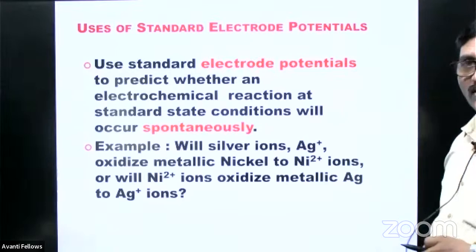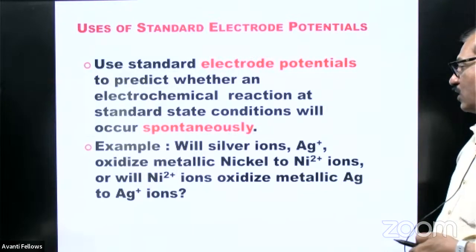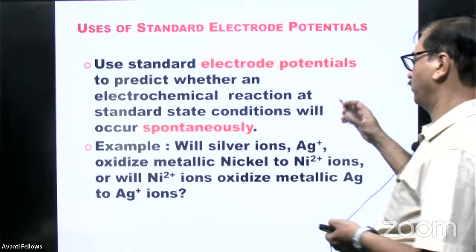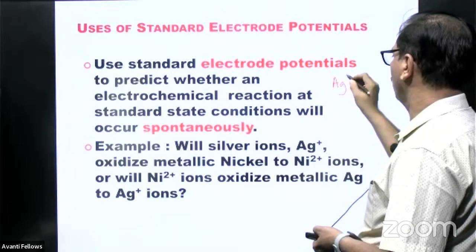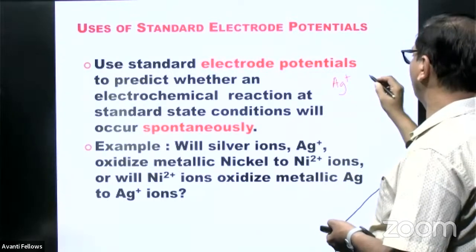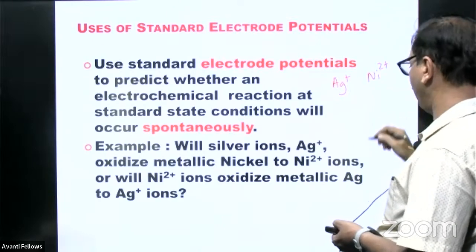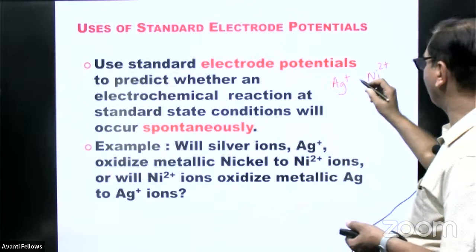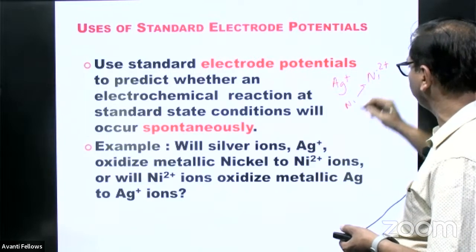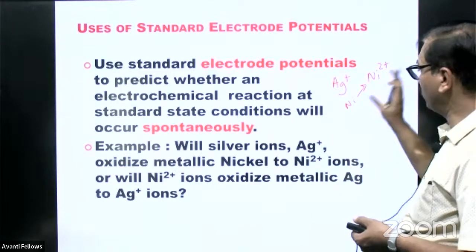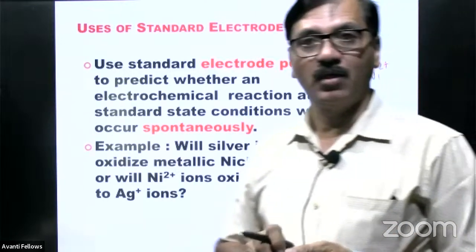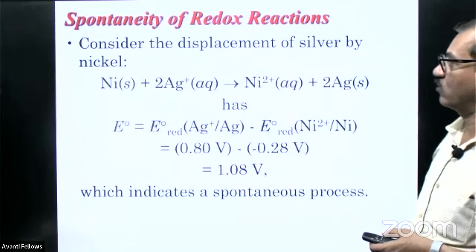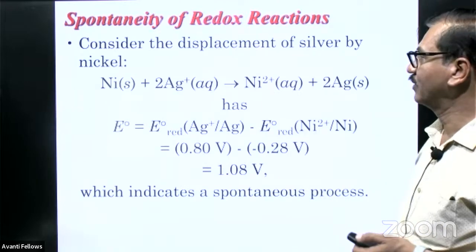Now you can solve such questions. Will silver ions, Ag+ ion, oxidize metallic nickel to Ni2+? Whether silver ion can change metallic nickel to Ni2+. If this is what you want to see, arbitrarily you can frame an equation and find out. Let me tell you how. This is the application of electrode potential values.